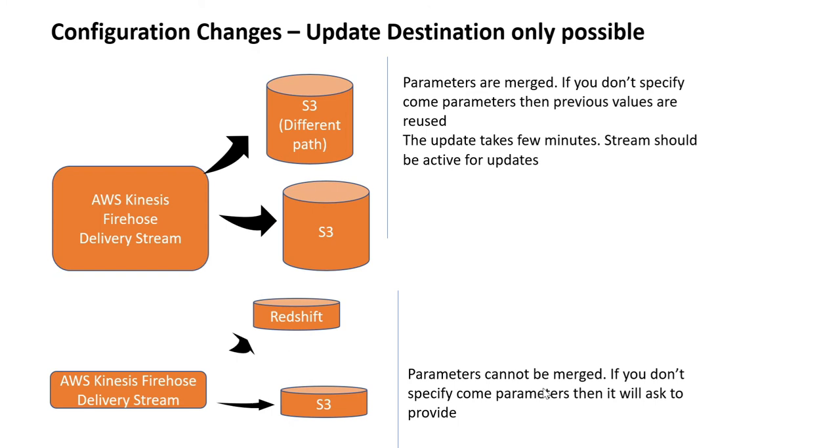Now take another scenario. You are on S3 and you are swapping this to be put on Redshift. You want to update the destination to Redshift. Now these are two different destinations. Parameters cannot be merged. In this case, while updating, if you don't provide all the parameters, it will ask for them or give an error.